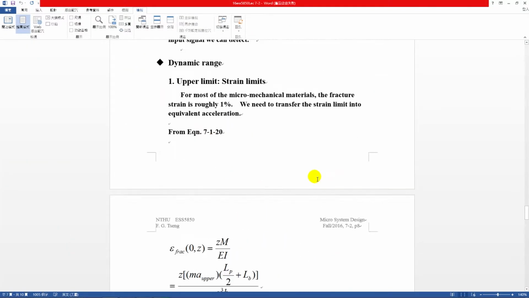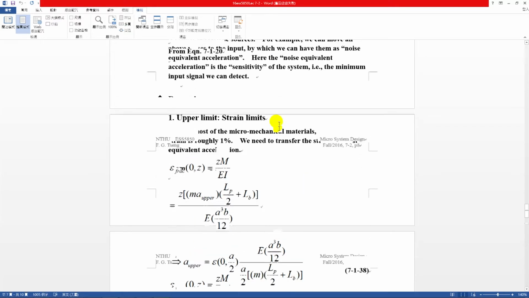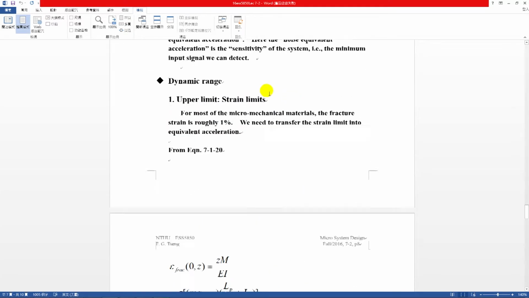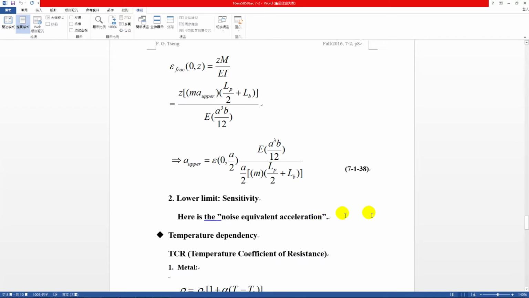Now we understand dynamic range, the upper limit and the lower limit. The upper limit is a strain limit. That means the breaking of the system, the sensor. The lower limit will be the sensitivity we just mentioned. You put all the noise together, you get the lower limit, the sensitivity.